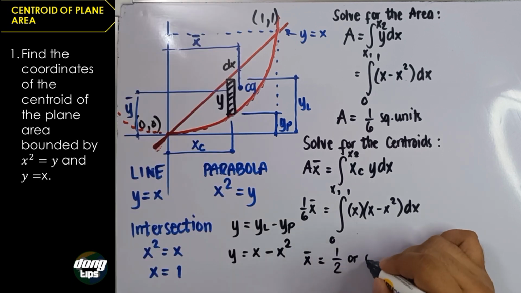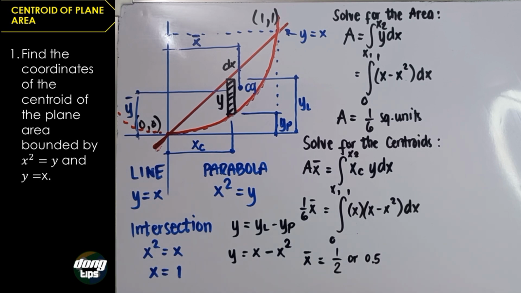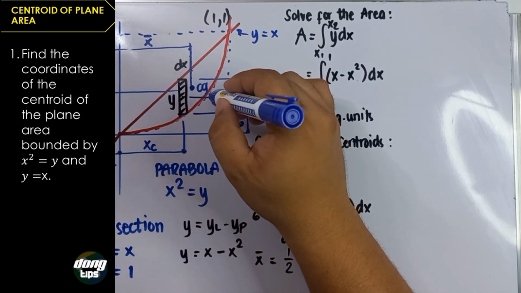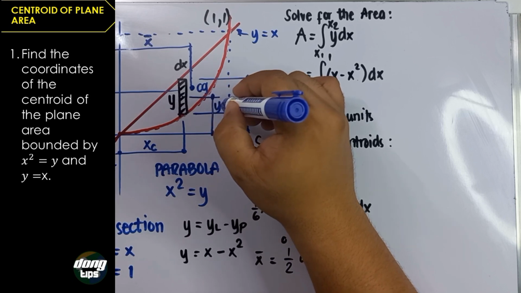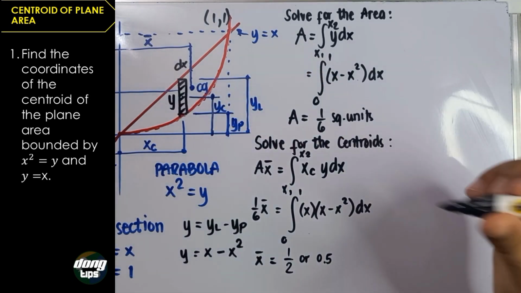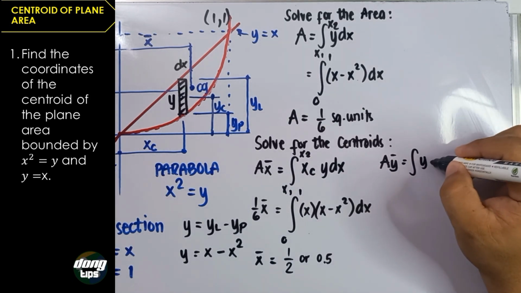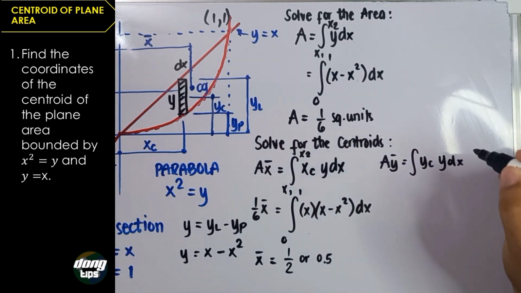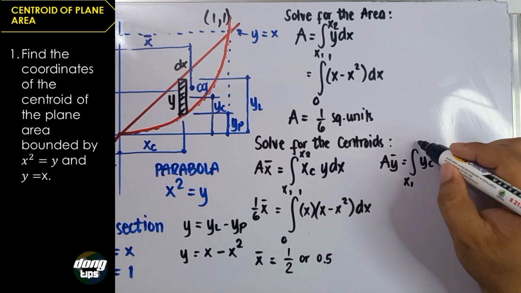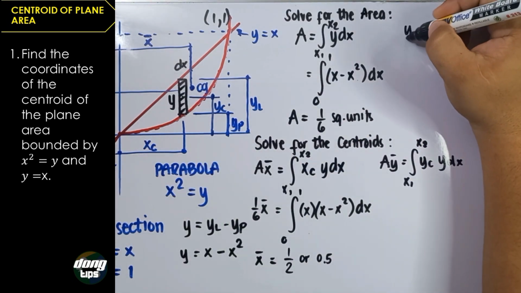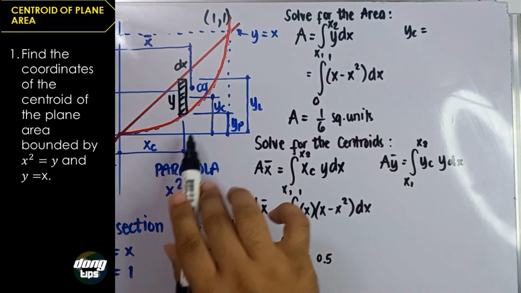Now, to solve for y-bar, we don't need to use the horizontal strip, we just use the same strip. What is important is that we understand how the first moment of area works. This is the distance yc, measured from the center of the strip to the x-axis. For the second formula, if we use y-bar at the left, we use yc at the right side of the formula. As you can see, the differential area is the same, y dx, because it is the same strip, therefore the limits are also the same.